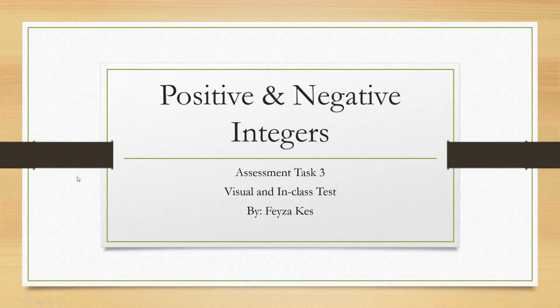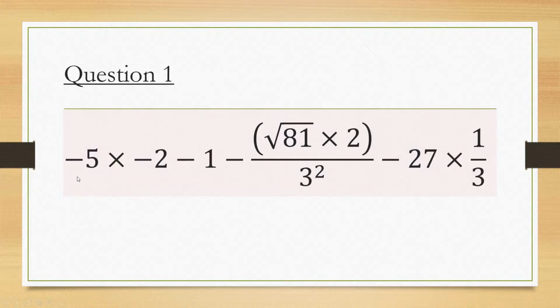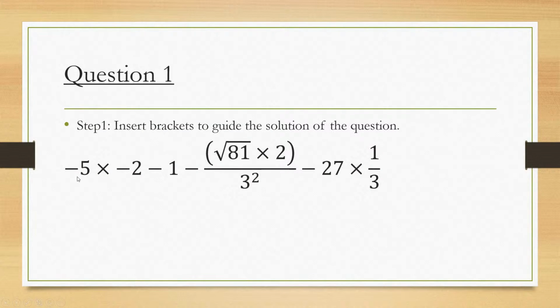parts of the questions. So the first question is -5 times -2 minus 1 minus the square root of 81 times 2 over 3 squared minus 27 times 1 over 3. To solve this question, the first step is to insert brackets to guide the solution of the question. In here, we'll be adding 3 sets of brackets, the first one at -5 times -2, the second one at the square root of 81 times 2 over 3 squared, and the last one at 27 times 1 over 3.